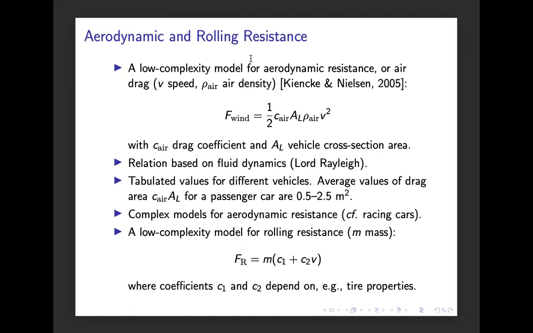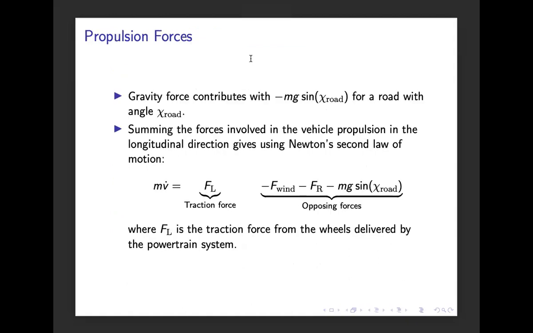Then there is also a common model for the rolling resistance. The rolling resistance is often described depending on the mass and the velocity here, with some coefficients C1 and C2 that could be determined from experiments as well. And these coefficients are very much dependent on the tire properties. And if we then consider what is affecting the vehicle motion or the vehicle propulsion, we also have a gravity force. So if we are driving on a road with a certain road angle, then we also will get the contribution from the gravity.